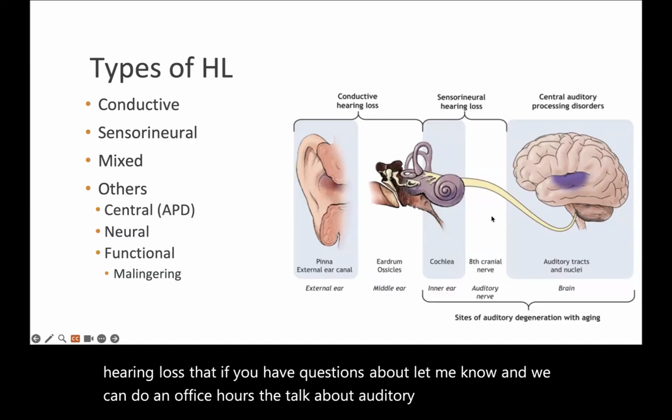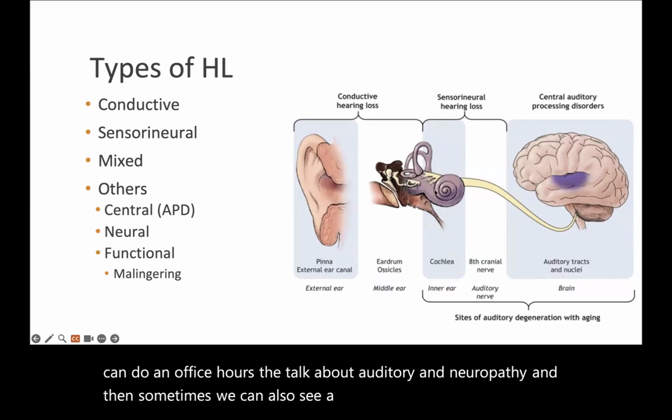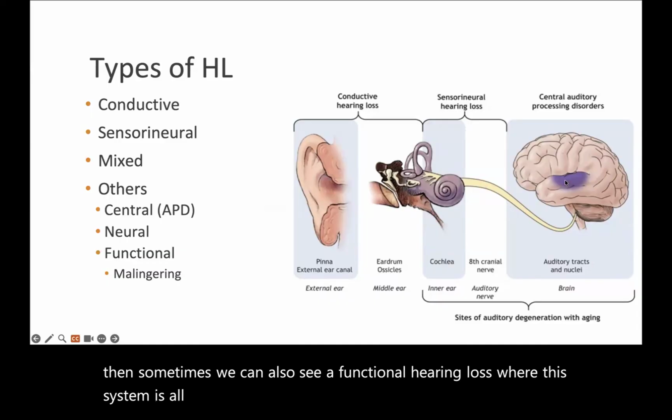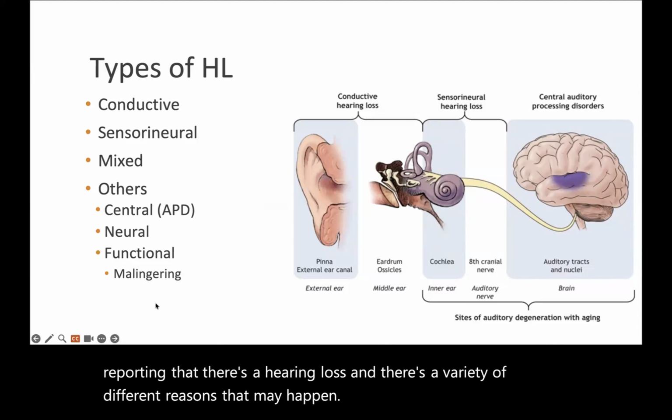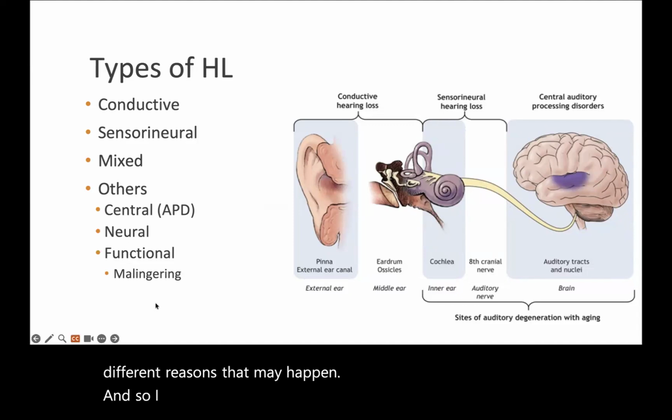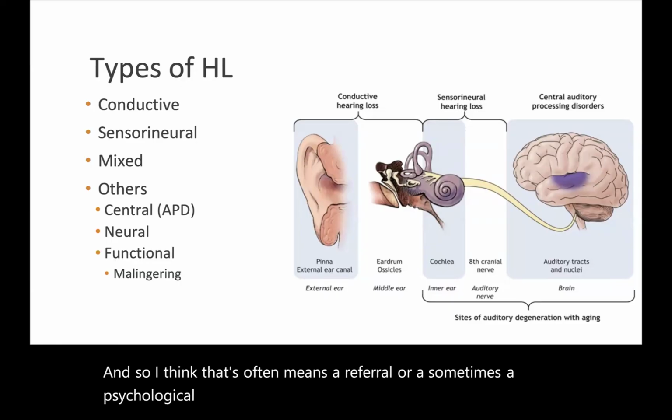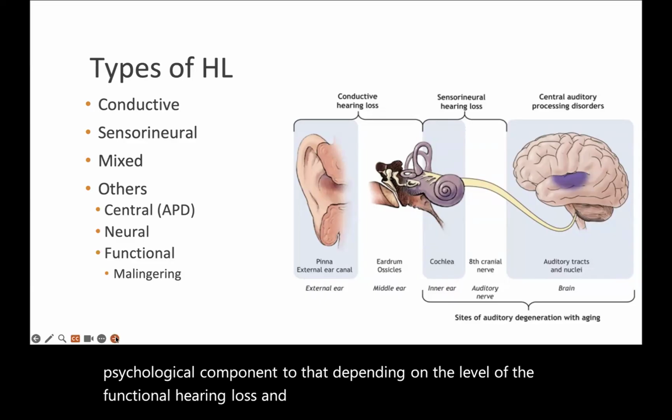And then sometimes we can also see a functional hearing loss where the system is all actually working just fine, but the individual is still reporting that there's a hearing loss. And there's a variety of different reasons that may happen. And so I think that often means a referral or sometimes a psychological component to that, depending on the level of the functional hearing loss and sort of the case history behind that.